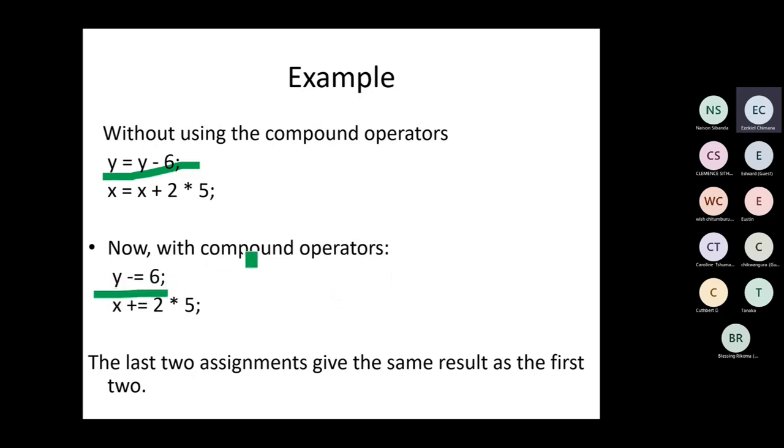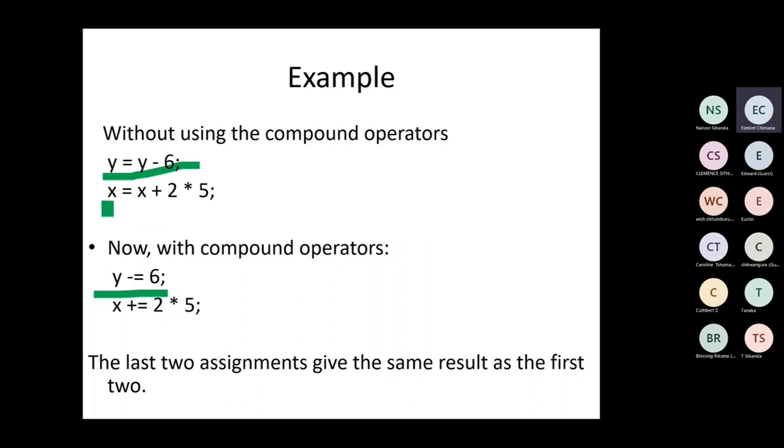If you say y minus is equal to 6, what is it going to do? It's just going to say y is equal to y minus 6, just like this. So we are going to replace this. We are going to take this negative sign here and put it here, and then we put a y here, just as in the base case.